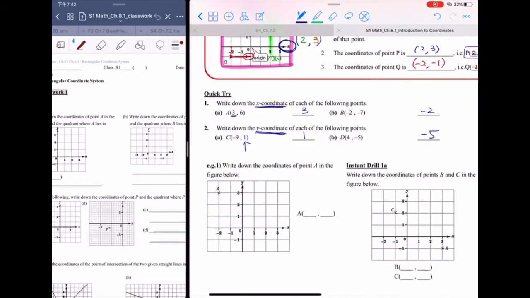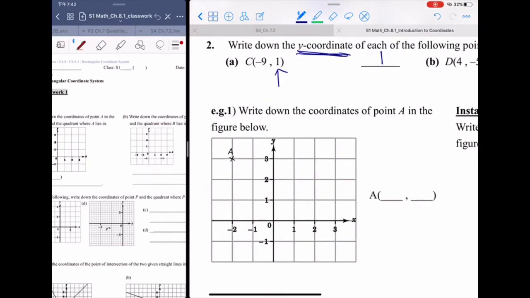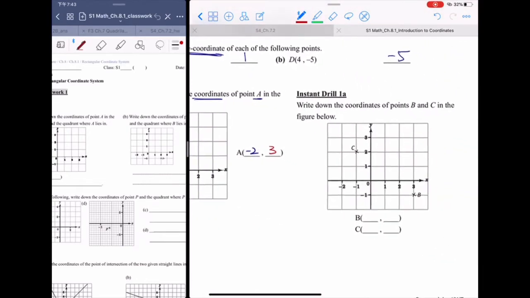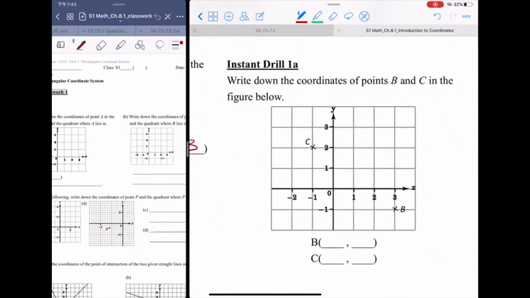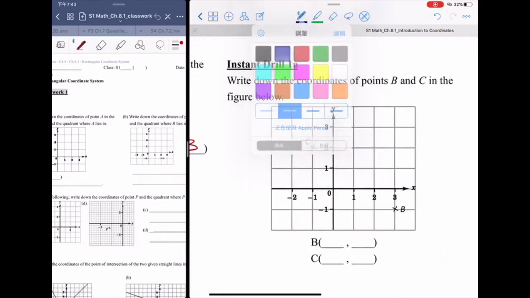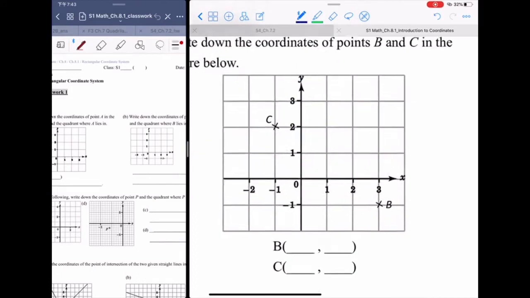Alright, let's move on to example 1. Very simple question. Write down the coordinates of point A in the figure. A is here, so once again, row first, that means we go downward to get the x coordinate, which is -2. And then the second one, the column, which is 3. You have 3 more, so you may pause here first and try yourself, and then after that you continue to check the answers.